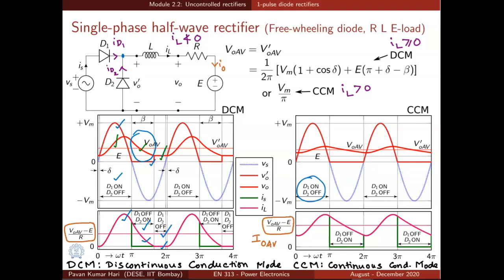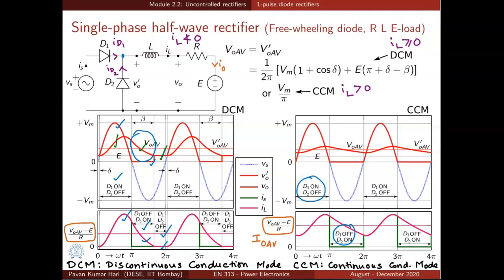In the first half, 0 to pi, D1 is on and D2 is off, and in the second half D1 is off and D2 is on, just similar to the case of an RL load, because once the current is continuous, it doesn't make any difference to the source side and source and two diodes.